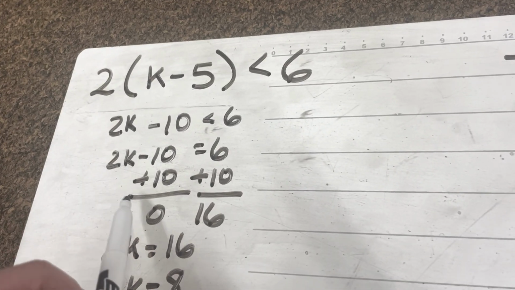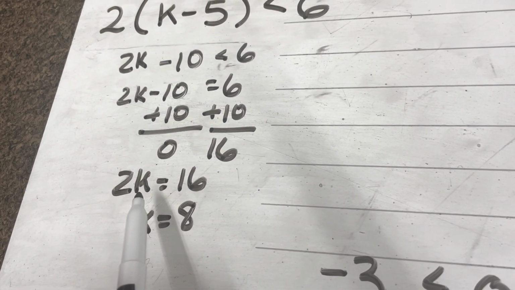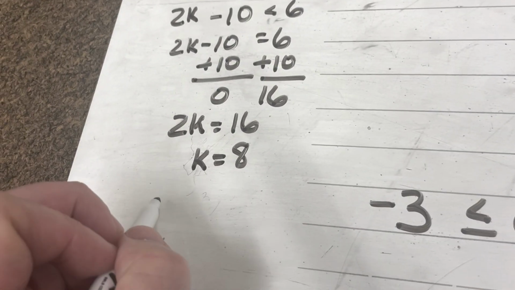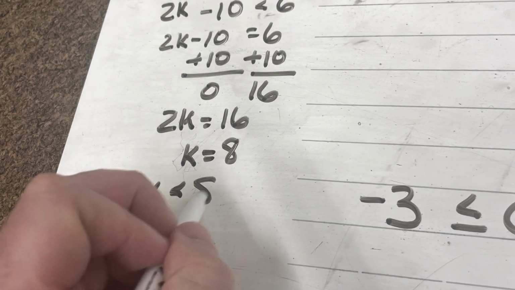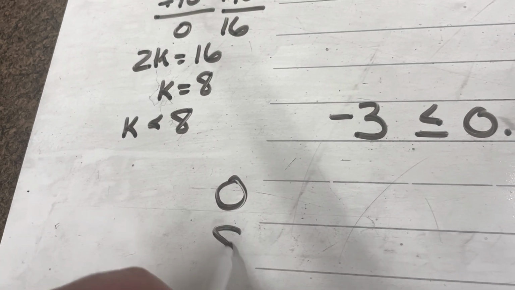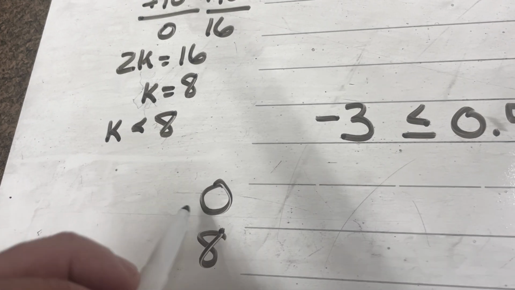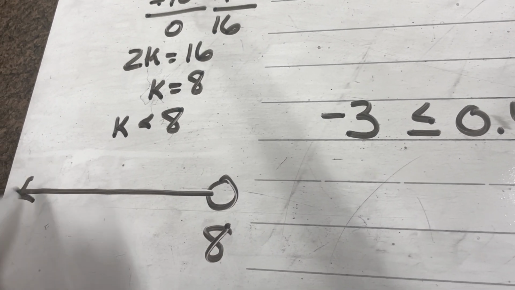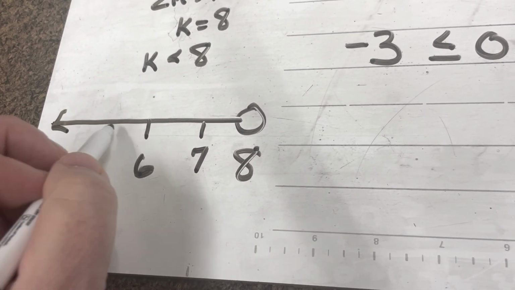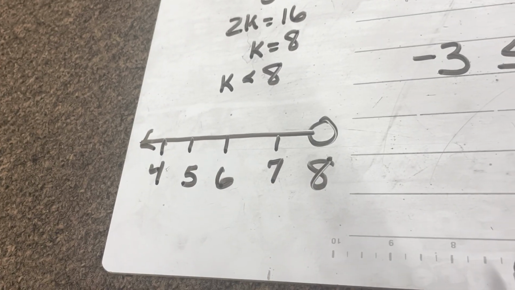When I get to 2k equals 16, there's no negative attached with the variable. So I'm not going to flip it this time. It's going to stay this one. It's going to be k is less than 8, which means my variable is going to be getting smaller. It needs to stay unshaded because it doesn't say k can equal 8. It's k is less than 8. So I'm moving that to the left. That's going to be 8, 7, 6, 5, 4.